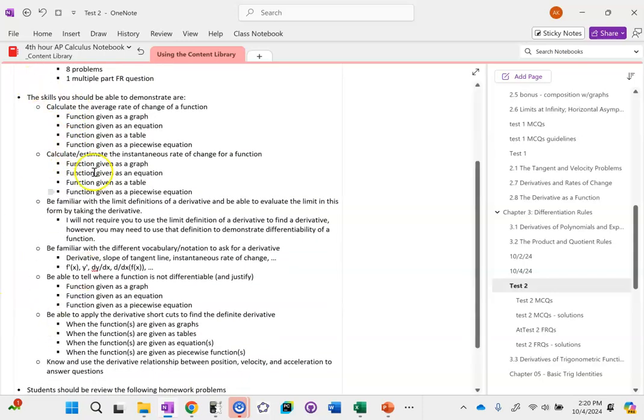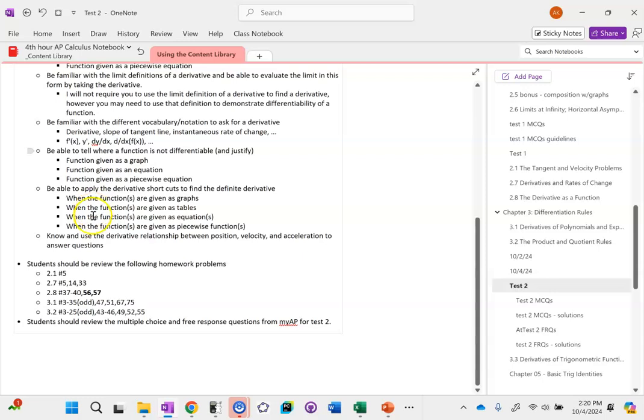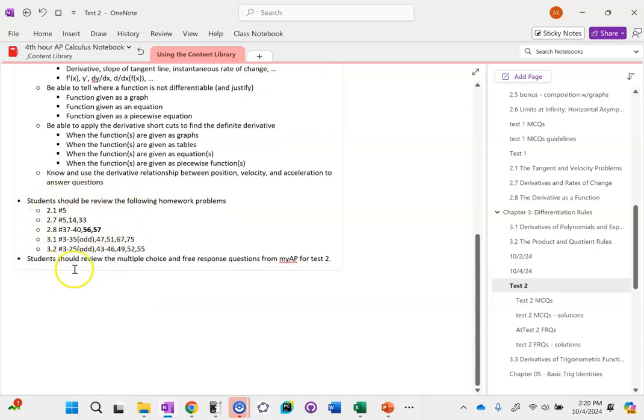And then skills you should be familiar with, problems that are worth looking over again, and review the multiple choice and free response questions from the MyAP that I put in there also.